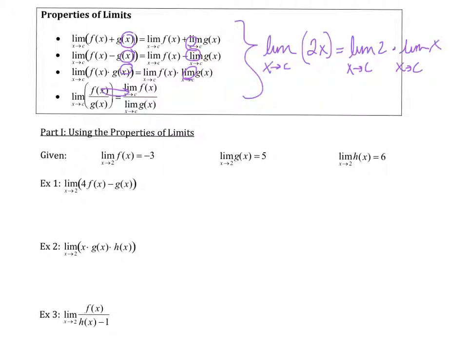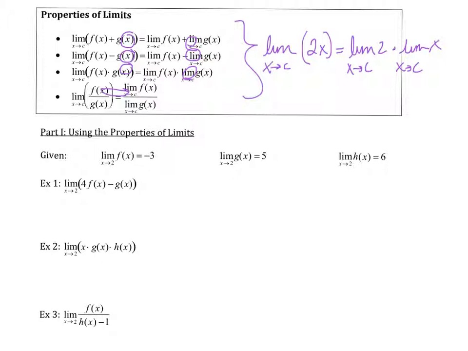In part 1, we are given three different values for the limit as x approaches 2 for functions f, g, and h. What we are going to do in examples 1, 2, and 3 is use the properties above and simplify with the given information.